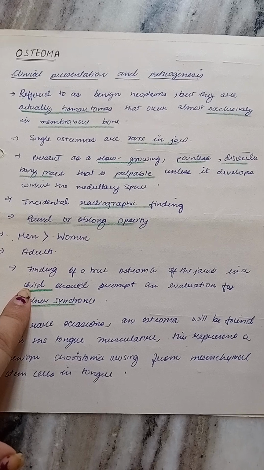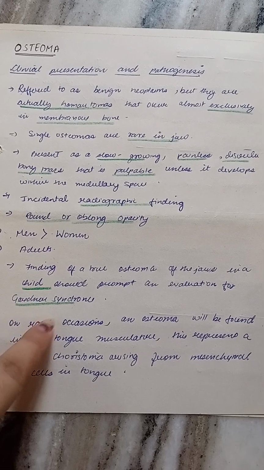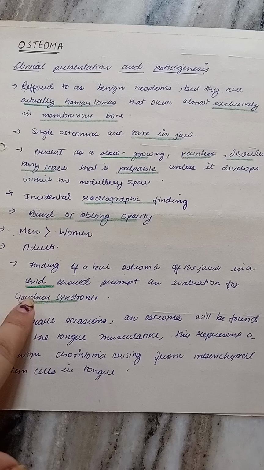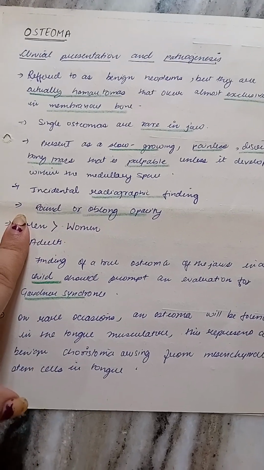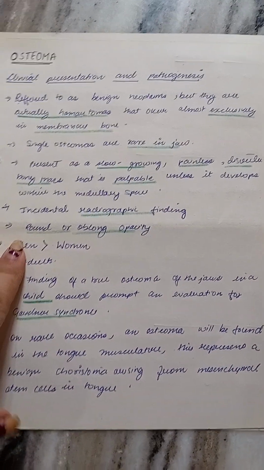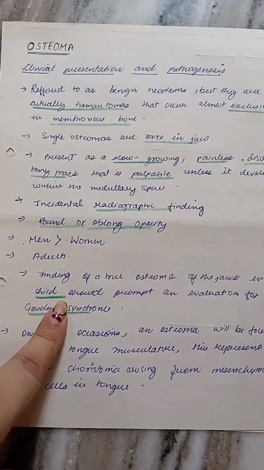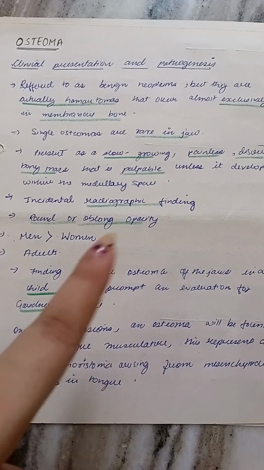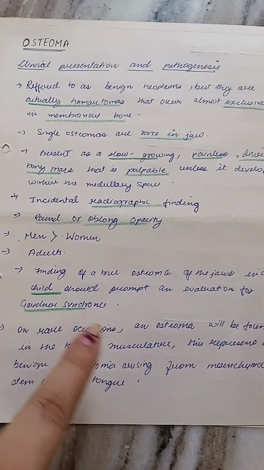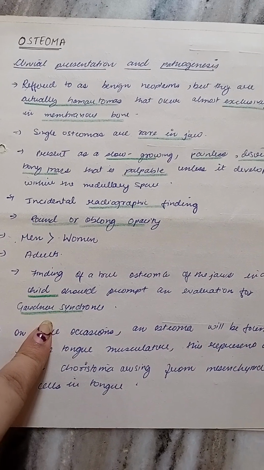Finding of a true osteoma of jaws in a child should prompt an evaluation for Gardner syndrome. Generally, in a child, osteomas are not found. If we are seeing osteomas in a child, we'll definitely go for the evaluation of Gardner syndrome. We'll be dealing with Gardner syndrome in the next topic.